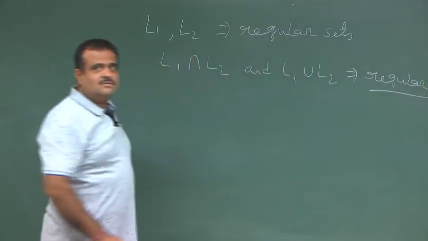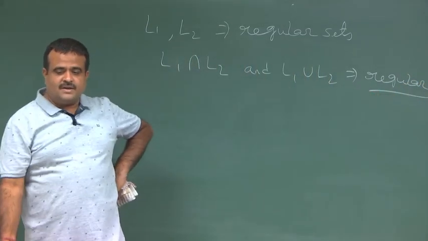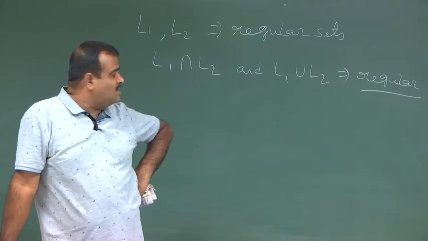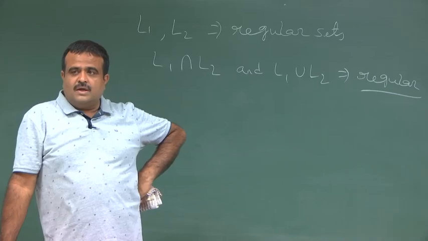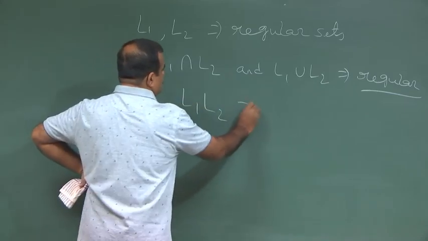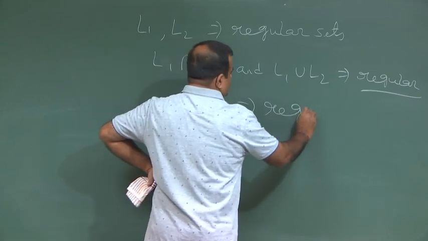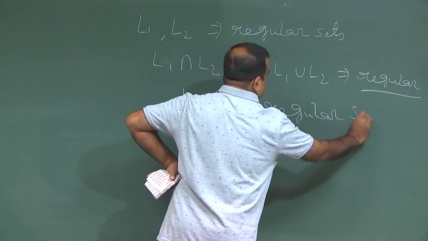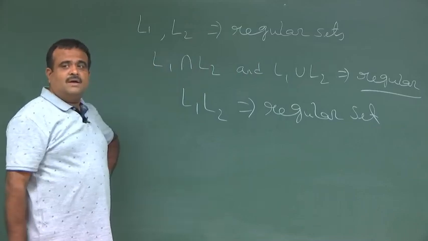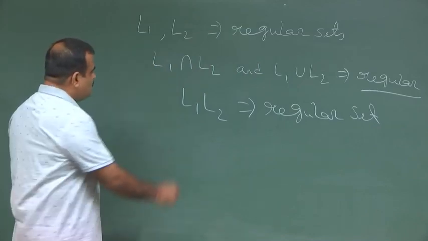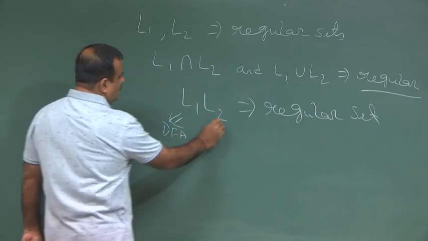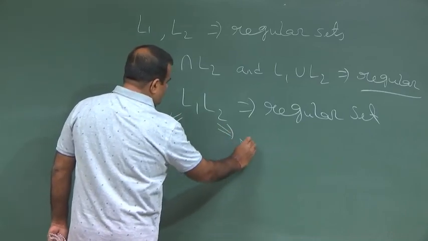In fact, last class we constructed a DFA which is accepting L1 intersection L2 and L1 union L2. Even L1 concatenation L2 is also regular. Why? Because it is coming from a regular expression. Since this is regular, we have a DFA for this, and we have another DFA for this.